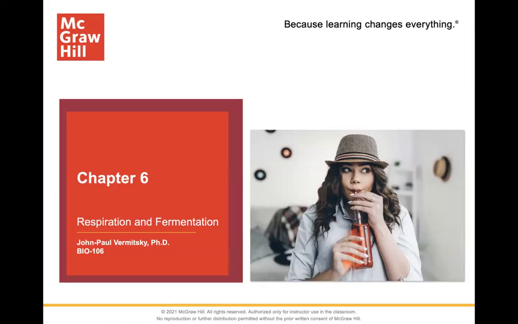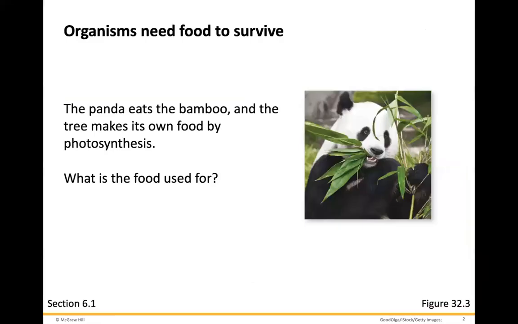Okay, so today we're going to talk about cellular respiration and fermentation, which is chapter 6. So organisms need food to survive, especially organisms like humans, where we have to consume food so that we can break it down for energy. Here we see the panda eats bamboo, and the tree makes its own food by photosynthesis. The tree is actually what we call a producer, and the panda is what we call a consumer.